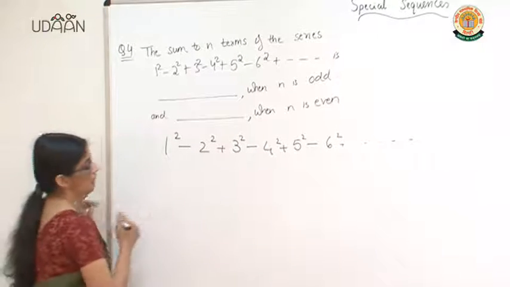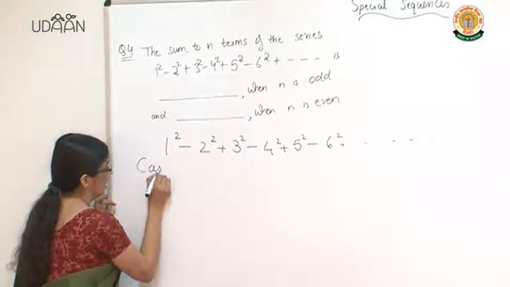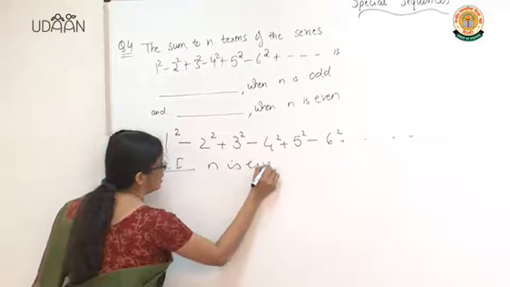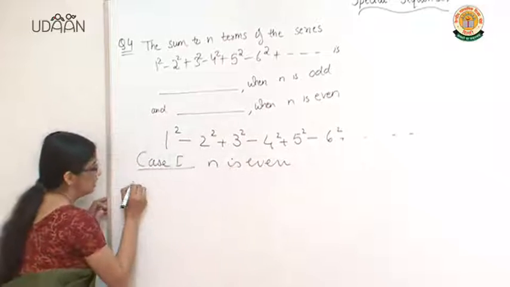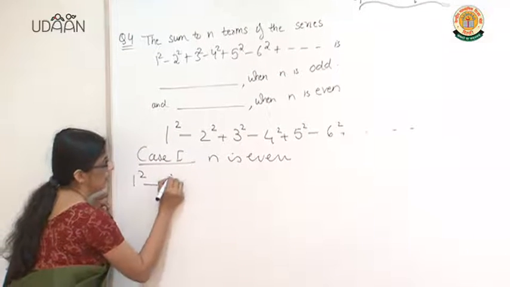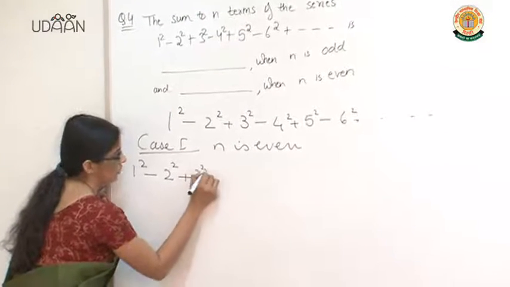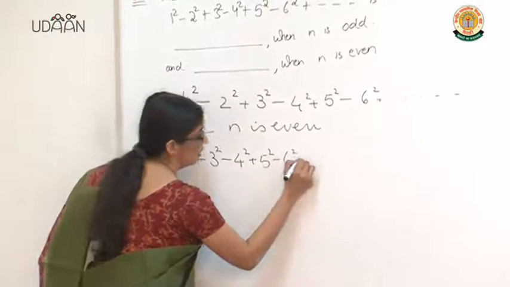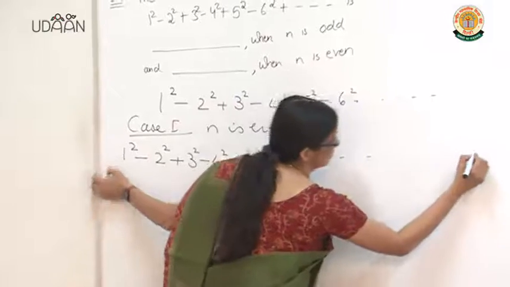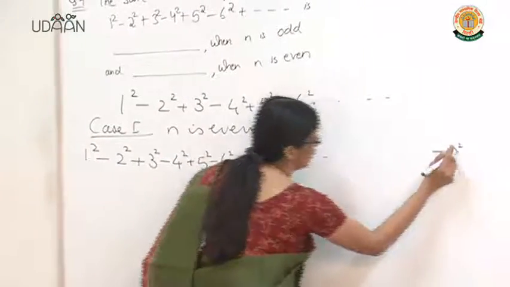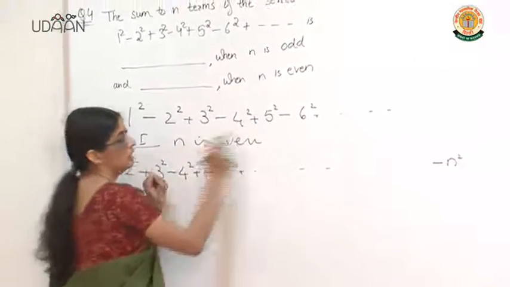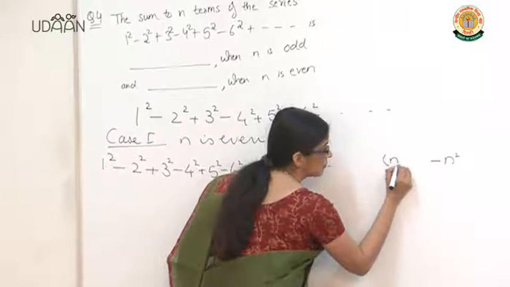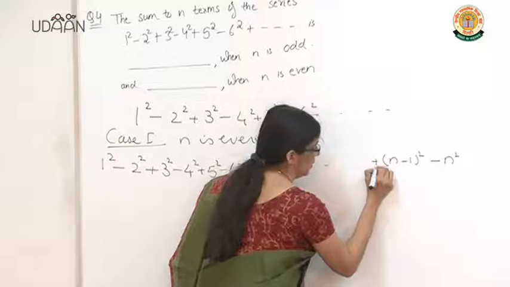So, two cases arise. Case 1, I will take n to be even. If n is even, the series becomes 1 square minus 2 square plus 3 square minus 4 square plus 5 square minus 6 square plus etc. The last term is negative, minus n square. Reason? We have taken n to be even, and all even terms are negative. Can you say the preceding term? n minus 1 the whole square.